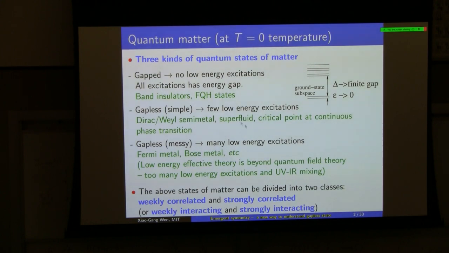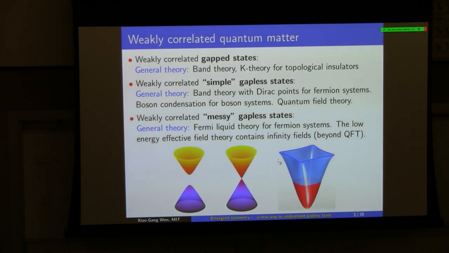Certainly these three classes of quantum matter can also be divided into two parts. One is weakly correlated or weakly interacting. Another is strongly correlated or strongly interacting. And actually, we have a pretty good systematic understanding of weakly correlated quantum matter. For example, for gapped quantum matter, we have band theory. We can add some kind of topological twist to band theory, then we get K-theory for topological insulators or topological superconductors. So those are weakly correlated gapped states.